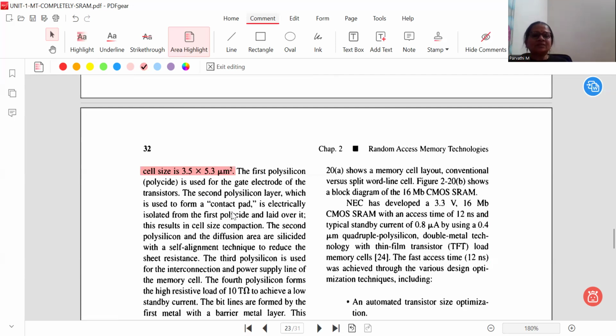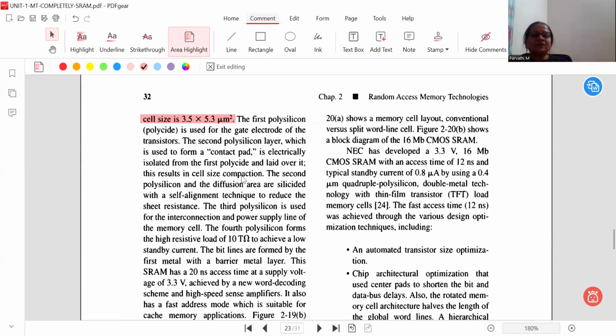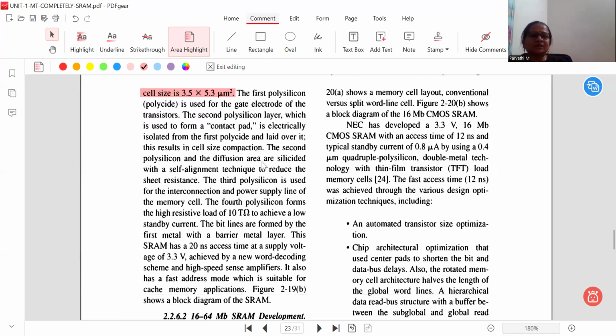Second poly is used as contact pad. It is also used to be electrically isolated from the first polysilicide laid over it. Then this results in cell size compaction. As this second poly itself is used as isolation in the name of contact pad, there is the advantage of using the second poly of the same material for isolation from the first polyside. So the material compactness, that means the complete design compactness, is seen here. So cell size compactness is improved.